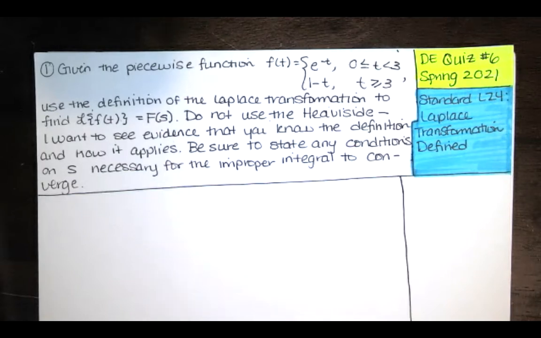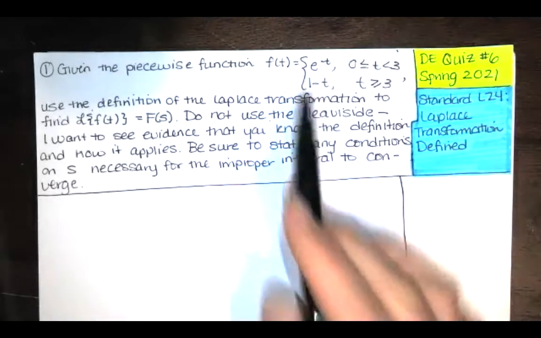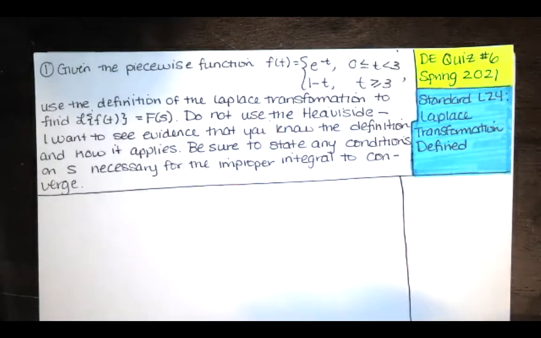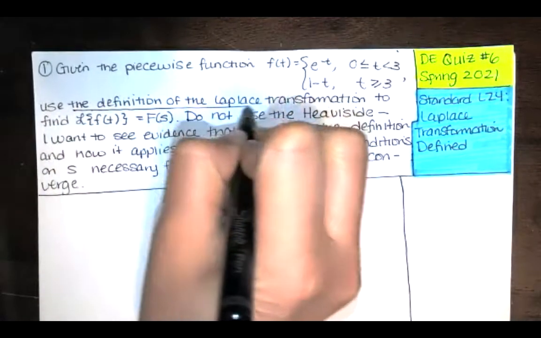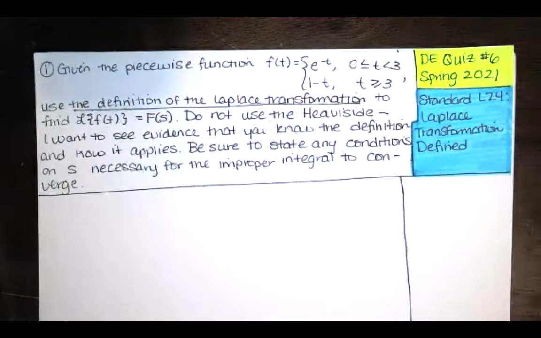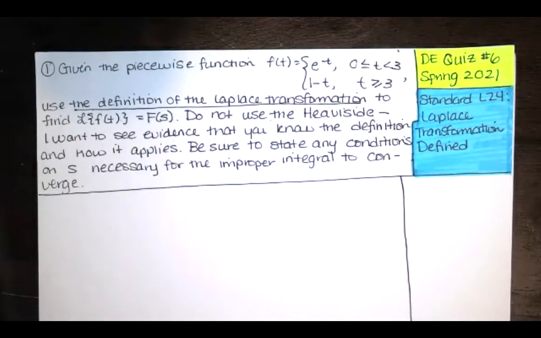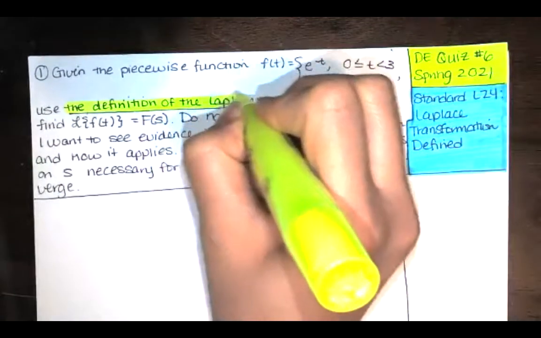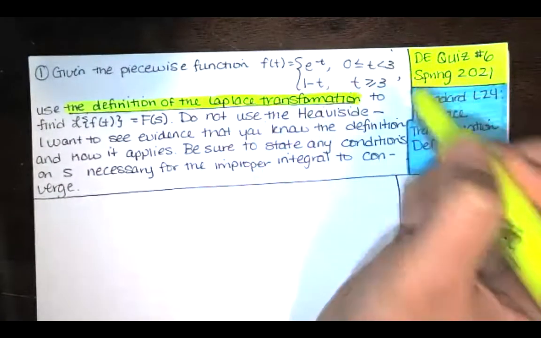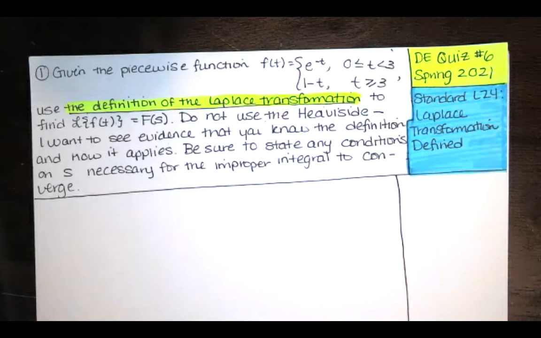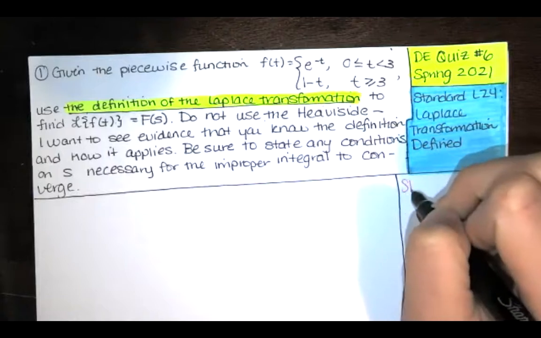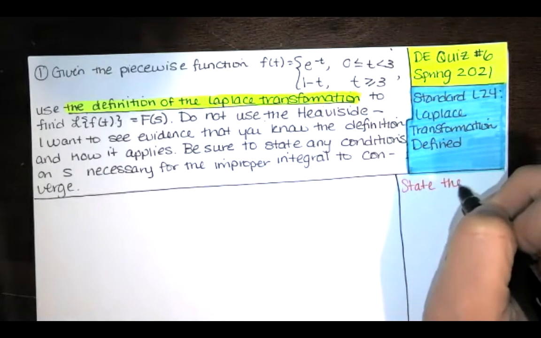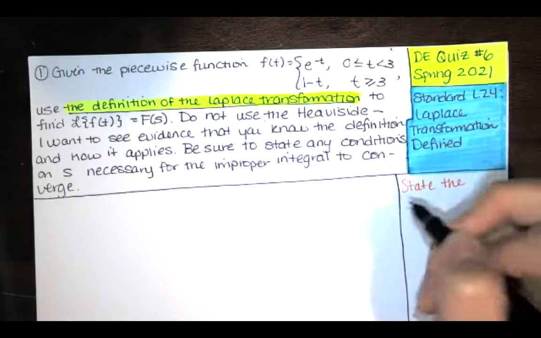On problem number 1, we're given a piecewise function f of t equals this, and we're asked to use the definition of the Laplace transformation to find the Laplace transformation of f of t, which we'll call F of s. Since we're asked to use the definition, rather than using the Heaviside function, we have to evaluate an improper integral. So let's start by stating the definition of the Laplace transform, or the Laplace transformation operator.